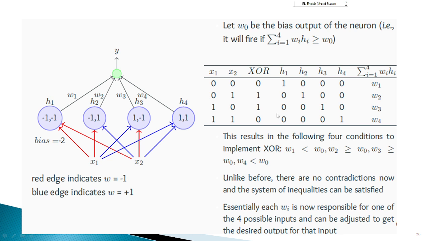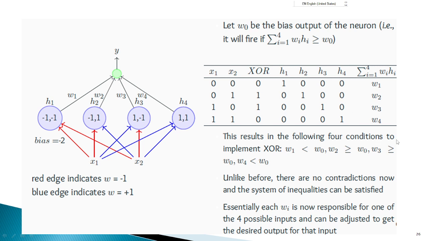In this way we can work it out, so we will get the complete table. So what is W1? The summation here. H1 alone is 1, so I will get W1. Here H2 alone is 1, so I will get W2 here. Here I will get W4.